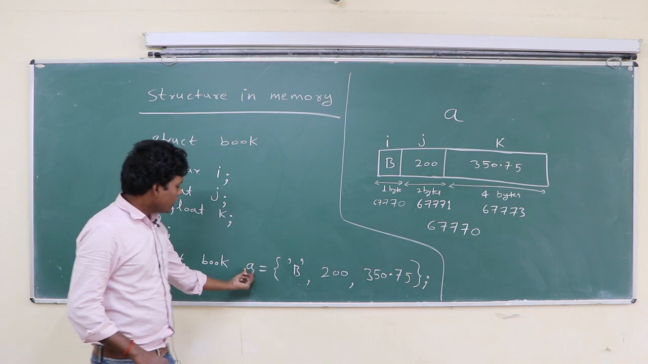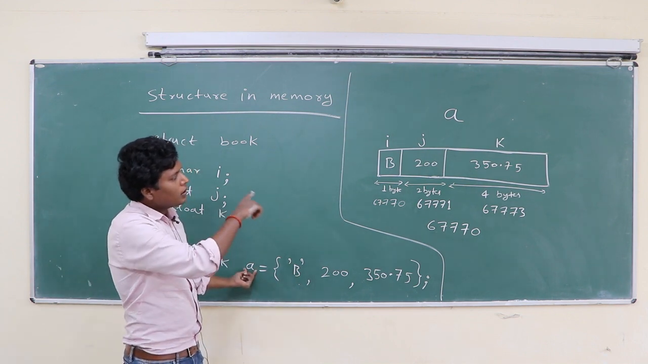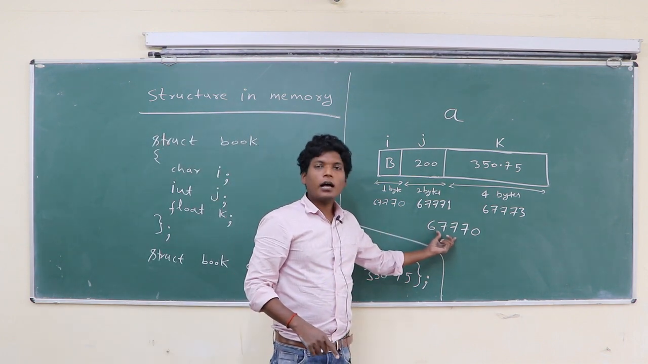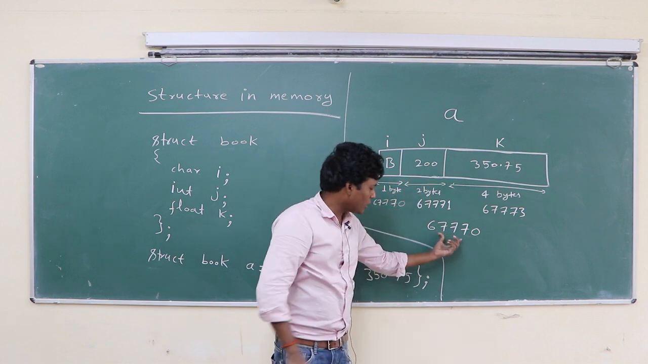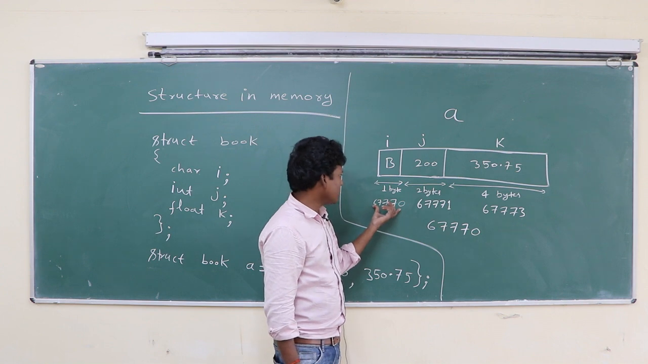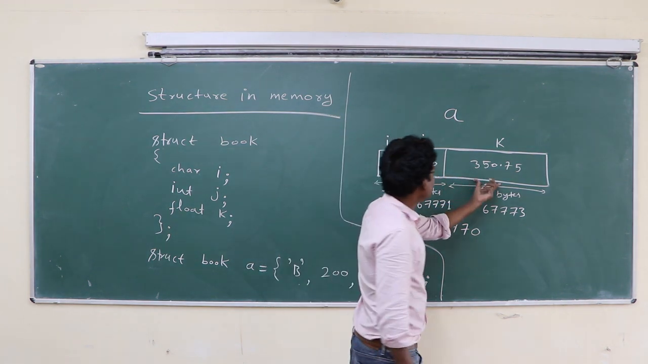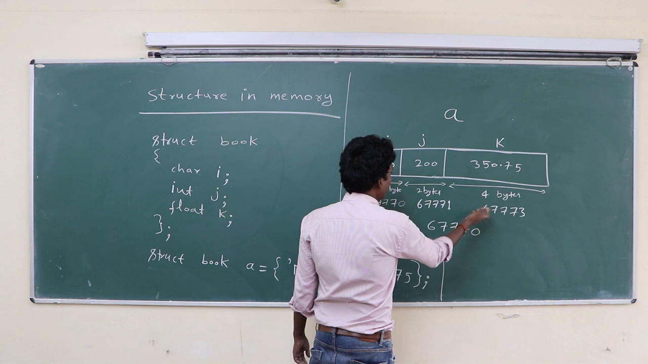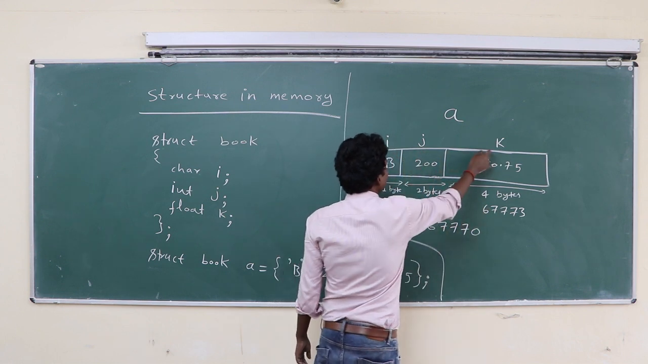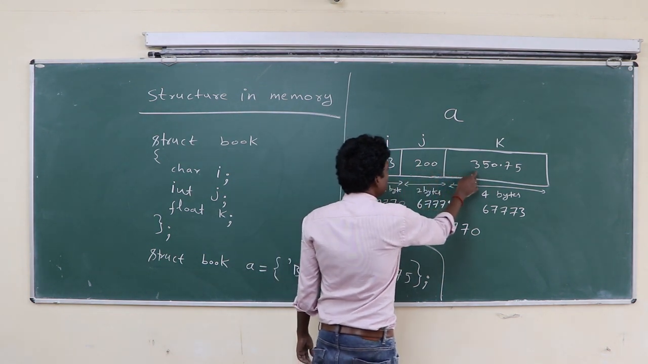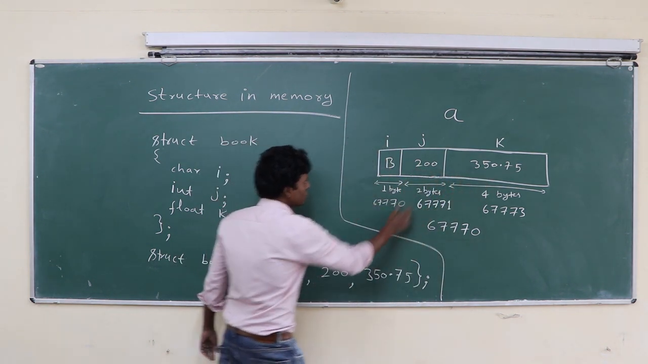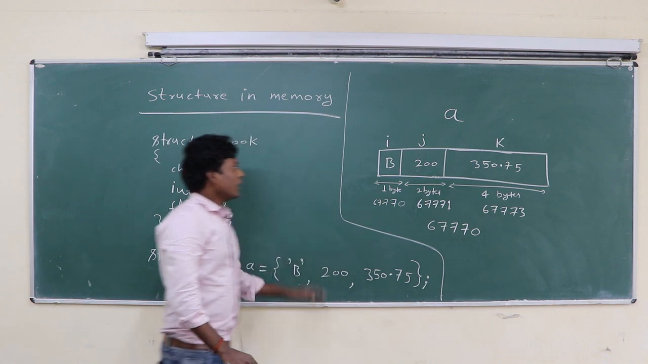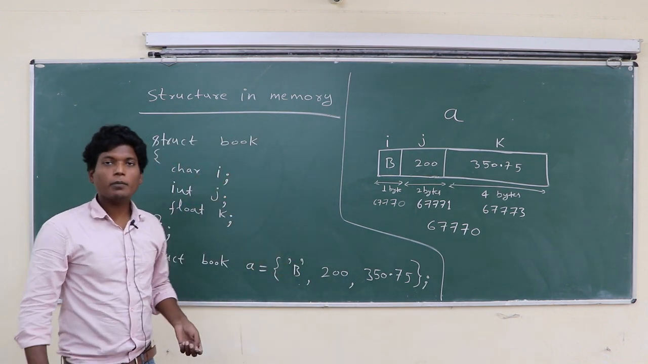So class, this structure variable becomes the overall variable name of the memory location, okay, and we assume an address for this location, the overall address of this location. This overall address becomes the first block address. This is the first block, this is the second block, this is the third block, okay. So by incrementing the number, we get the other block addresses here, and each block has an individual name also, and this is the constant. B is stored here, 200 is stored here, and 350.75 is stored here, okay class. So in this way, a structure variable is stored in the memory.